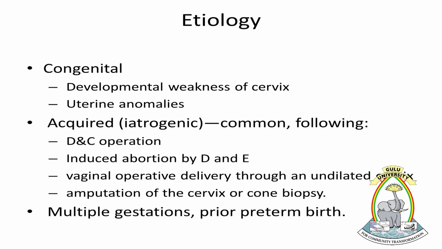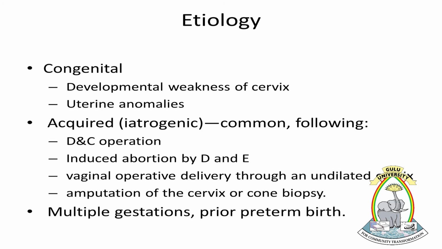It could be acquired, and when you're taking history of a patient with cervical incompetence, we would be interested especially in the acquired causes: if they've ever had a D&C, dilatation and curettage, or an induced abortion, maybe by dilatation and evacuation. It's very important that you understand that. They may also have had a vaginal operative delivery through an undilated cervix, maybe a vacuum or a forceps delivery. Very important that you put that. If they had amputation of the cervix, maybe because of a cone biopsy or something else, it would be good to have that.